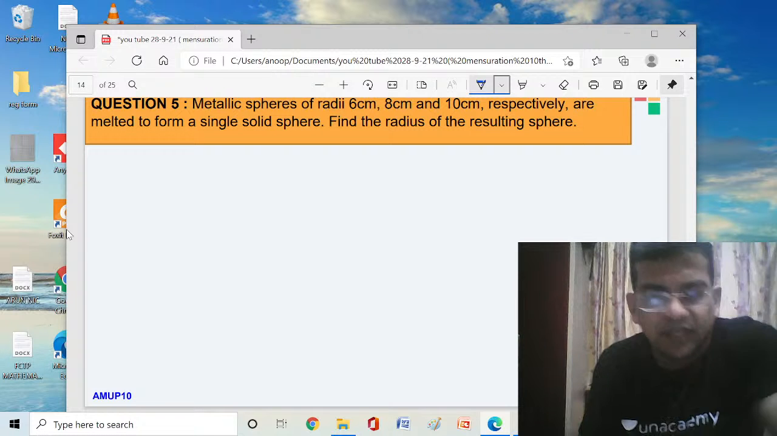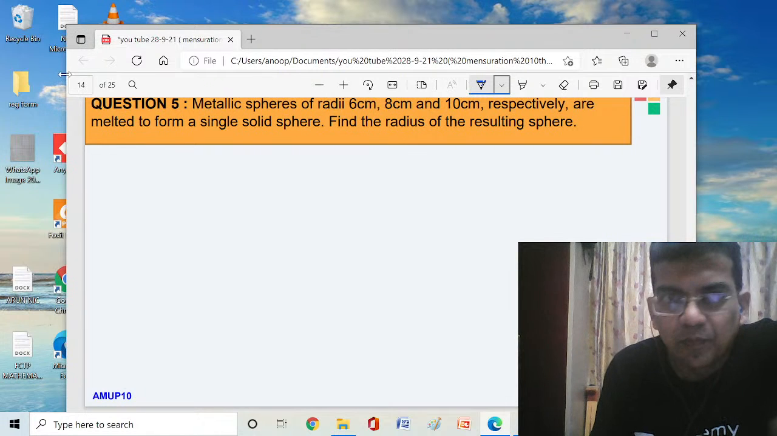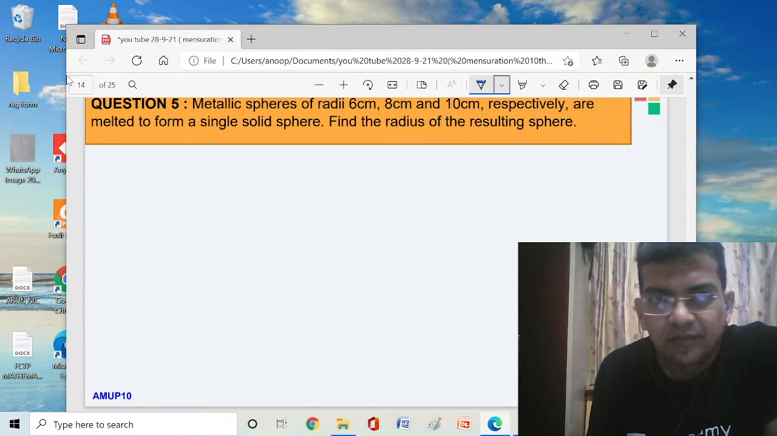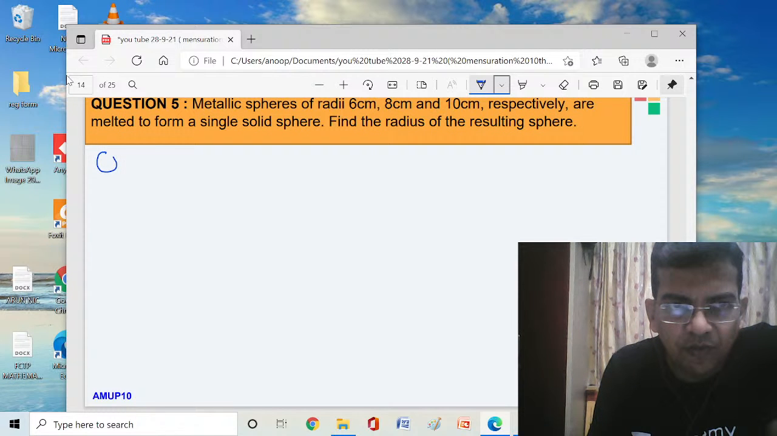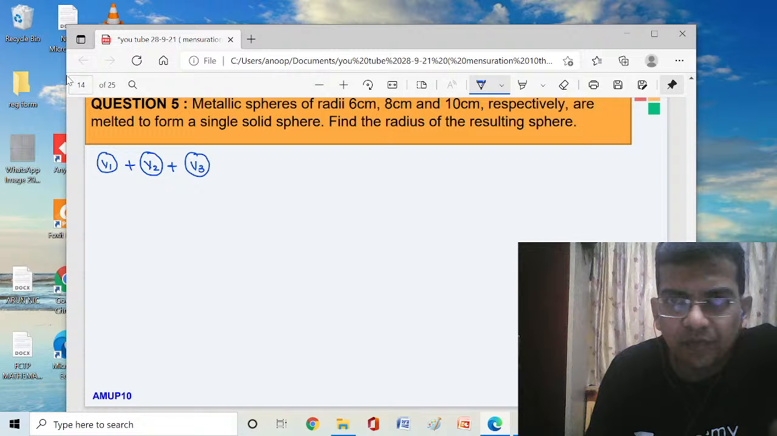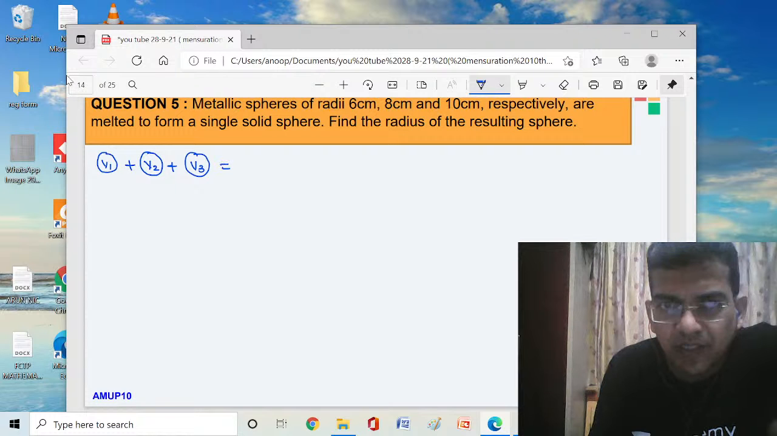Now see in question number 5. Question number 5 says metallic spheres of radii 6, 8 and 10 are melted to form a single sphere. So you can say volume of the first sphere plus volume of the second sphere plus volume of the third sphere, so volume of three spheres is equal to volume of a single solid sphere. So this is the condition given.